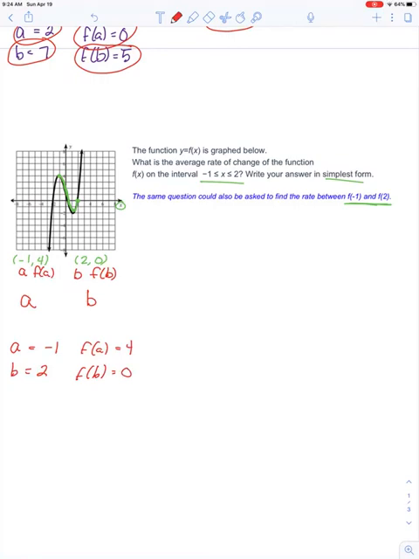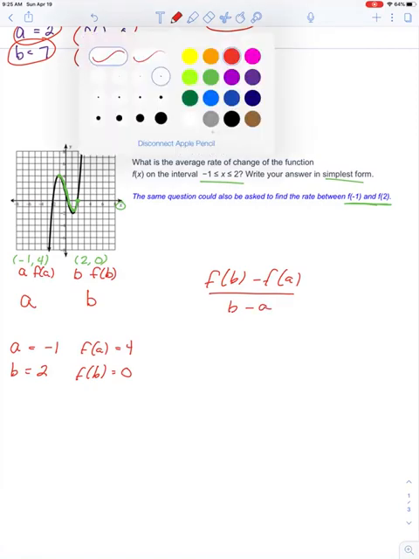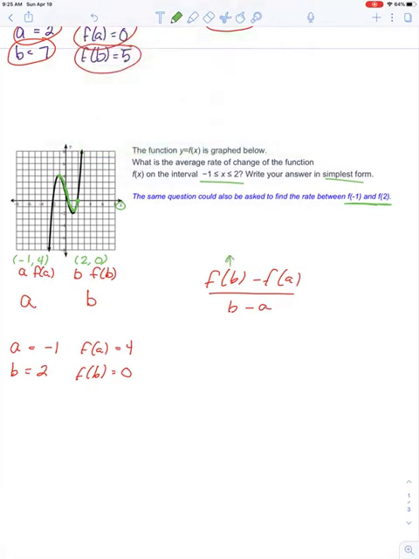All right, let's go back over here. Let's write our formula down. f of B minus f of A over B minus A. Let's substitute in. f of B is equal to 0 minus f of A is equal to 4. Okay, so that's substituted in the numerator. Now let's go to the denominator. B is equal to 2 minus A, which is a negative, so we're going to put it inside parentheses, which is 1.